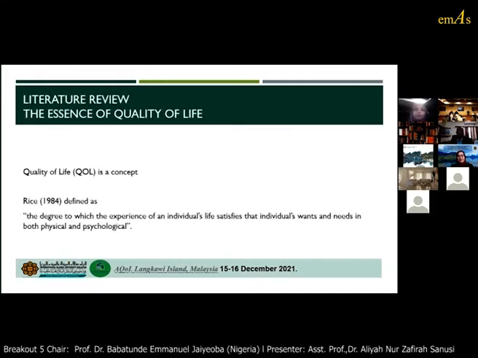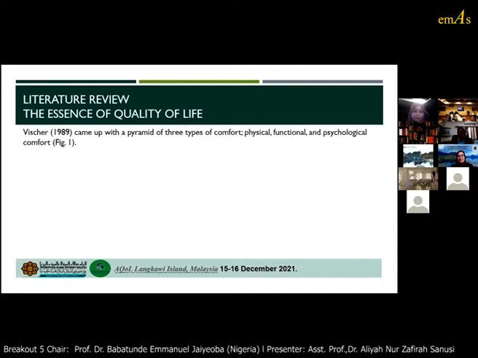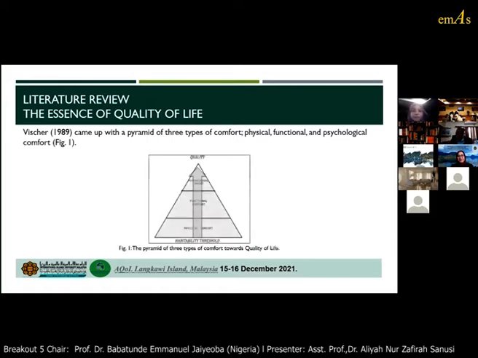Okay, first of all, we have to understand what the concept of quality of life is. In 1984, it was defined as the degree to which the experience of an individual's life satisfies the individual's wants and needs, both physical and psychological. In 1989, Fisher came up with a pyramid of 3 types of comfort: physical comfort at the bottom of the pyramid, functional comfort, and at the top of the pyramid, psychological comfort.